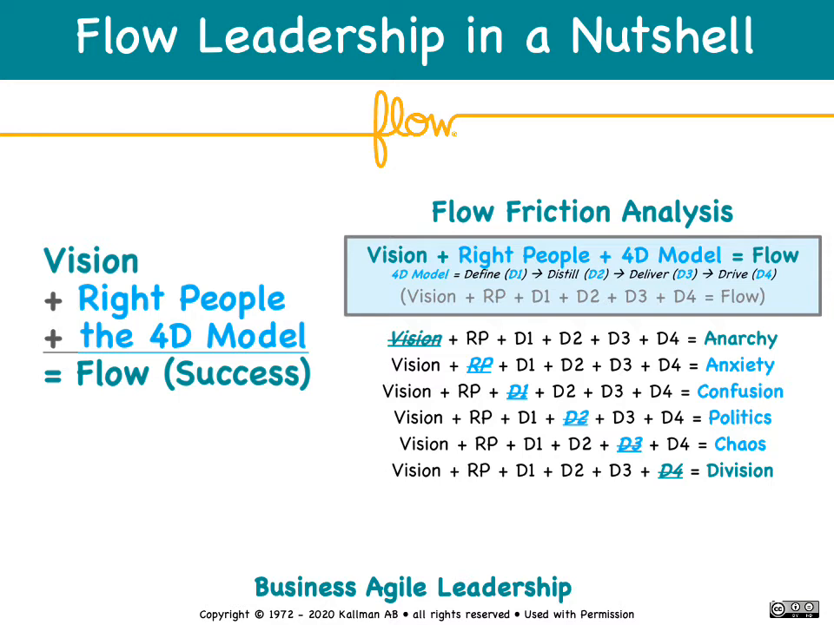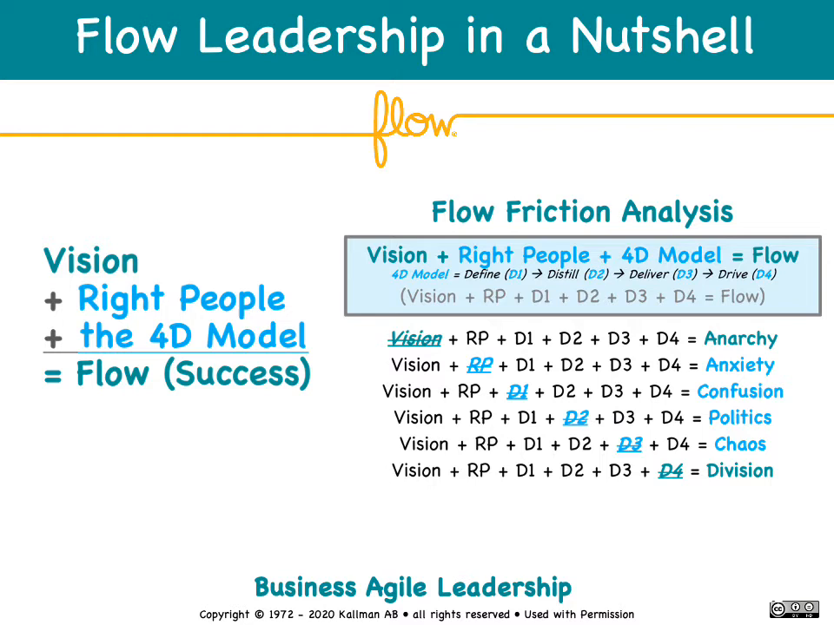And last but not least, in flow leadership in a nutshell, and this is used often by the teams, the flow friction analysis. If we're seeing anarchy on a team or project, they probably have the wrong vision. If we're seeing anxiety in the team, or that the team members are anxious, that probably means that there's at least one person who's not the right fit for the team, and we need to figure out who that is. If there's confusion, most likely it's because they didn't do their definitions. And if there's politics, without exception, that means that there's no agreement. And if there's chaos, that just means that the team's unable to deliver.